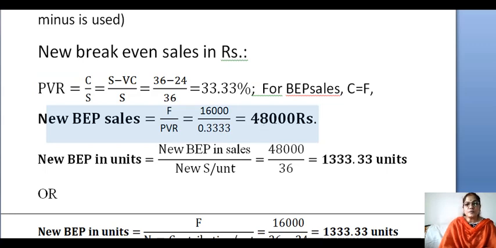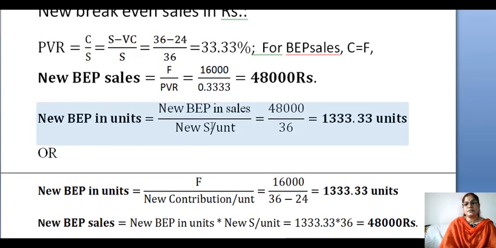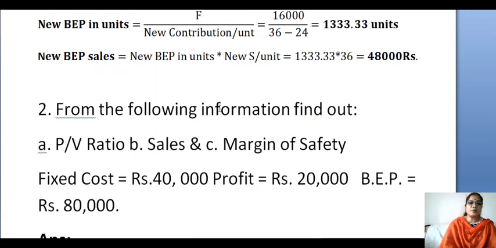Corresponding to this new BEP sales, for the new BEP in units, if you want, simply divide that by the new selling price per unit. Remember, not by 40 but by 36. Or the other way of calculating is to calculate BEP in units first using F by the new contribution, because the new contribution is given by the new selling price per unit minus VC per unit. So you get this much. New BEP sales will be just that multiplied by the new selling price per unit, that is 36. So that is the end of the first problem.